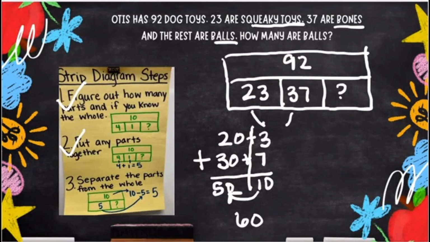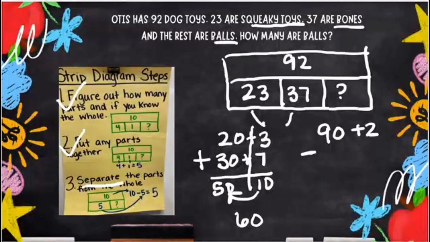And so now I can do step 3. I can separate the parts from the whole. So separate means subtract. The whole is 92. So 90 plus 2 minus the 60 that we just figured out. We're separating that 60 away to find what's left over. So 90 plus 2 minus 60 plus 0.